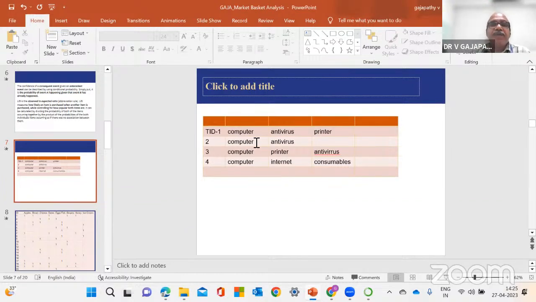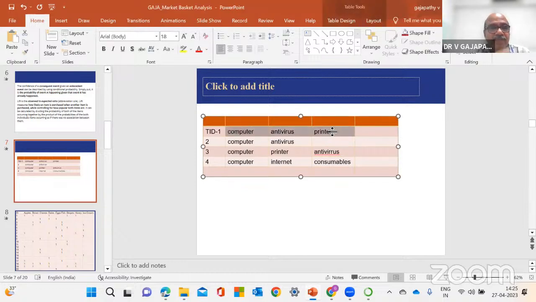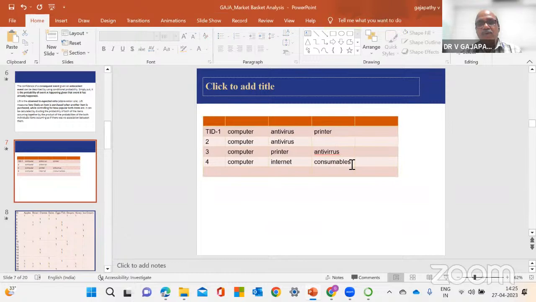Of these 4, how many are having all the 3? Then what is the support now? This is T1, T2, T4. Of this, T4 is having full. These 3 are coming, and here 3 are coming. Therefore, the count here is 2, and of the total 4. Therefore, 2 by 4, it is 50 percent.